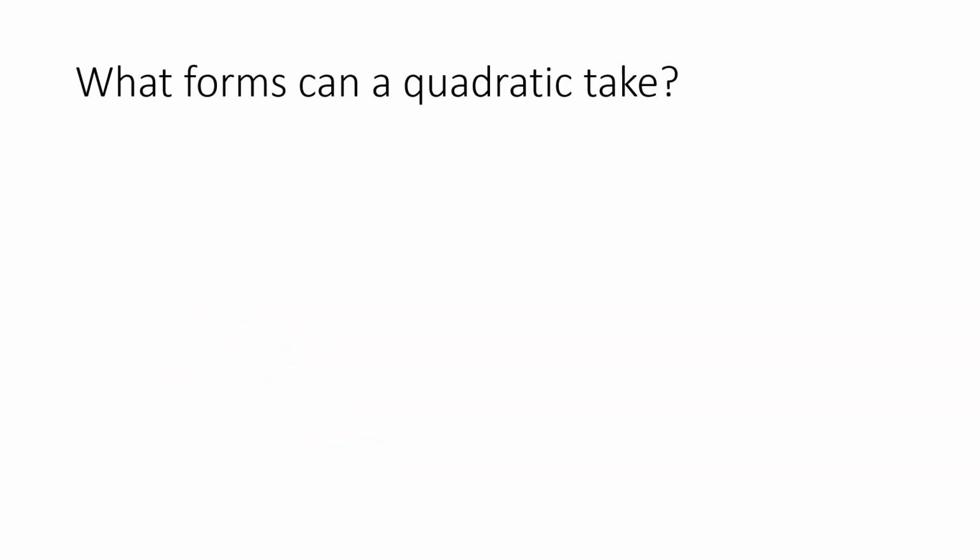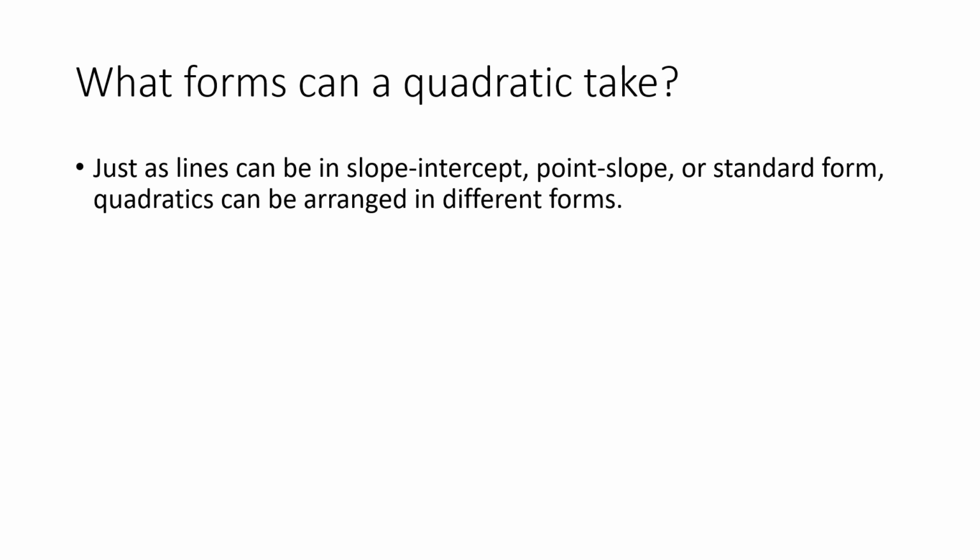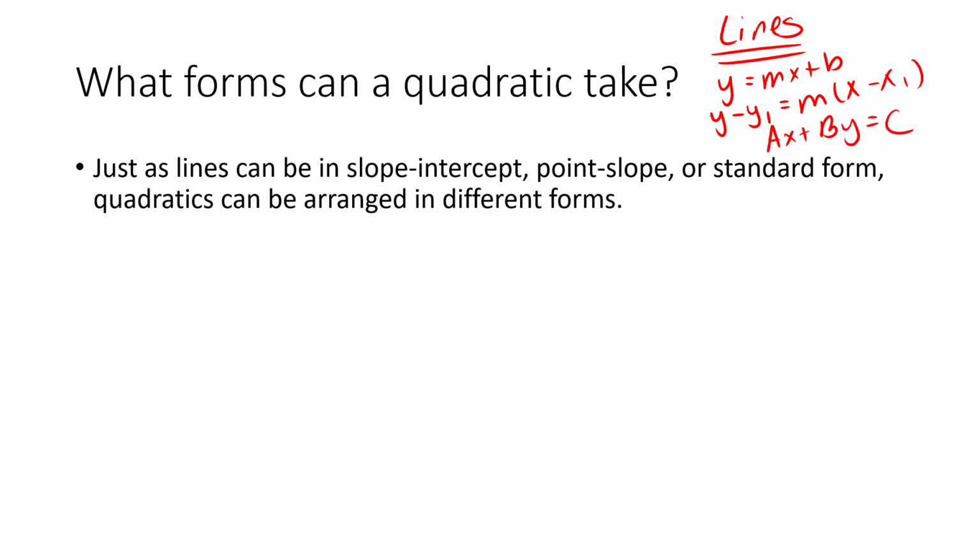All right, so what forms can a quadratic take? Just as lines can be in slope-intercept, point-slope, or standard form, quadratics can be arranged in different forms. So if you've done a study of lines, you know that you could write a line in slope-intercept form, you could do point-slope form, and you could write the equation in standard form. And we've covered all of those forms on this channel.